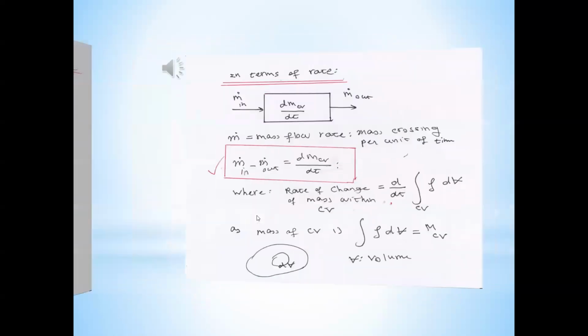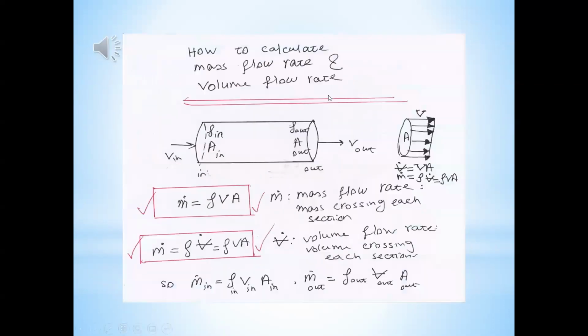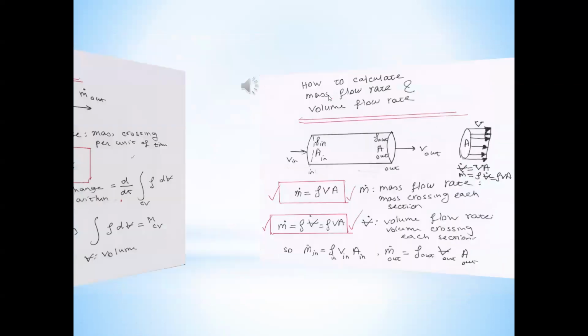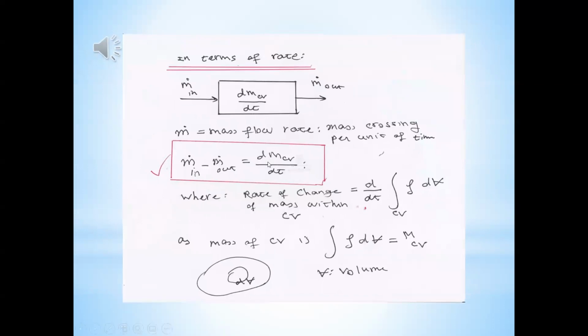You can also write it in terms of rate. m dot in is the mass flow rate into the system, that is mass per unit of time. And m dot out is the rate of outflow of mass from the system. So m dot in minus m dot out is the rate of change of mass in the system, right?